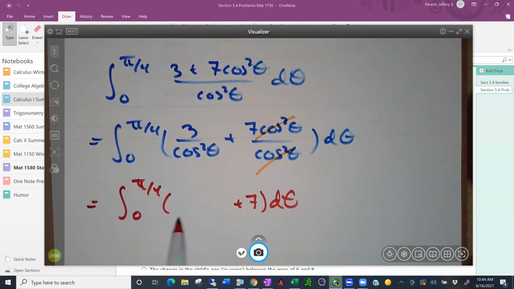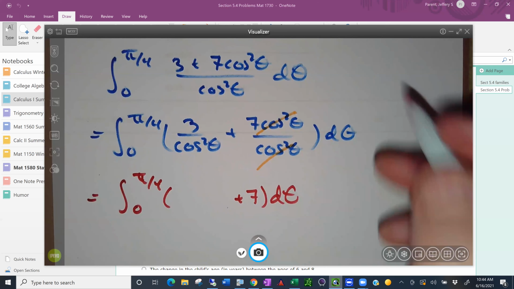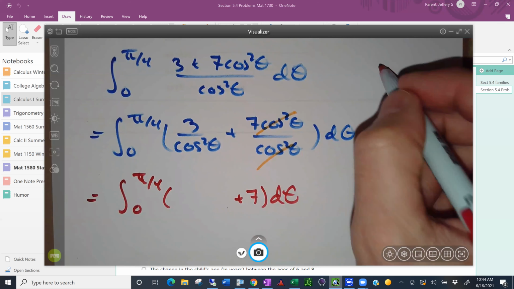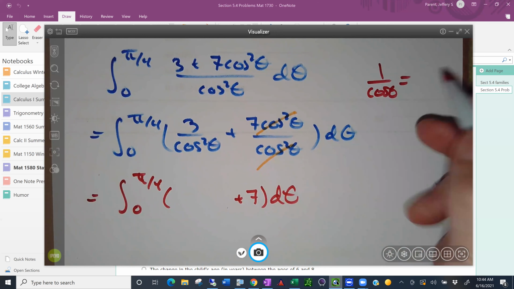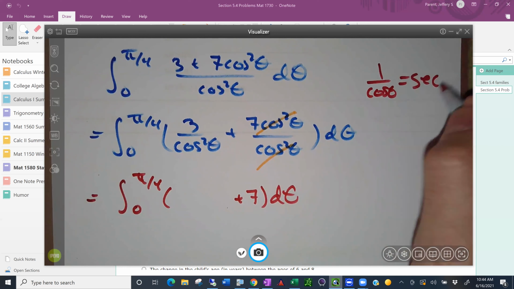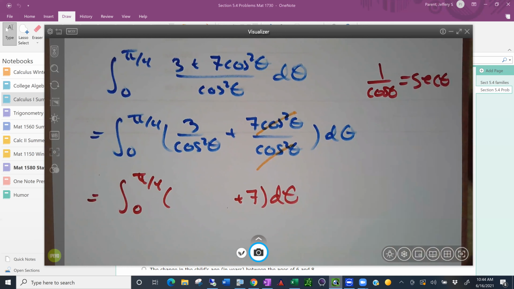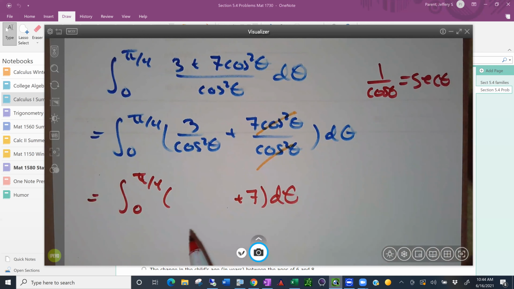And the answer is yes. Does anyone know another name for 1 over cosine of theta? Think back to your trig. 1 over cosine of theta is the same thing as secant of theta. So this is really 3 times secant squared.